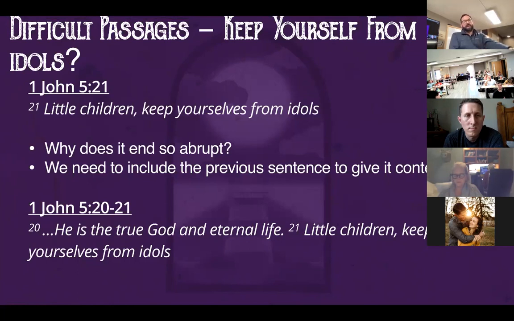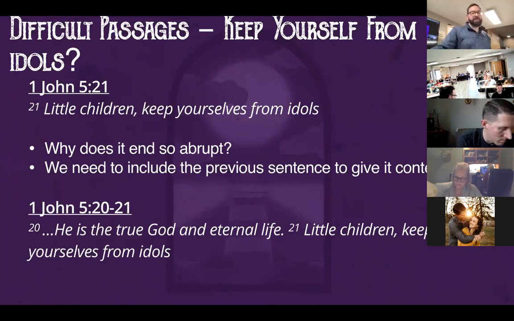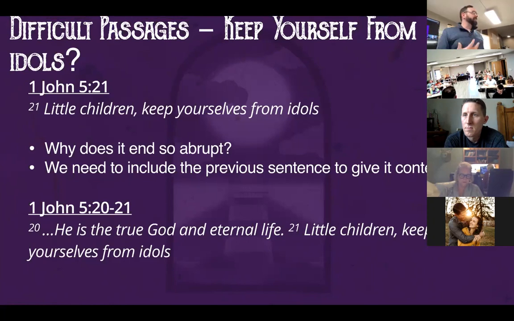Last one, keep yourself from idols, at the back of 1 John 5:21. It says, little children, keep yourself from idols. That's the last verse. To us, it seems abrupt. Like, what in the world, John? Give us some closure. You're just giving us something to do, to keep yourselves from idols. Why does it end so abruptly? And we need to include the previous sentence to give it a little bit of context.